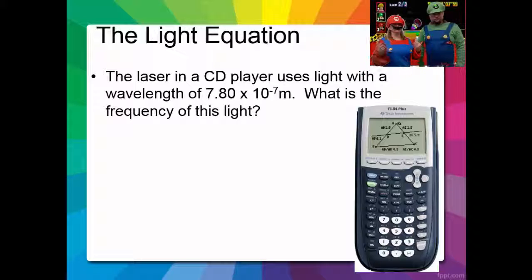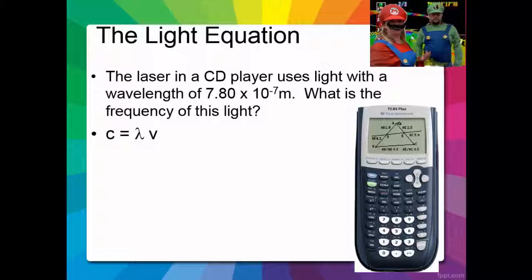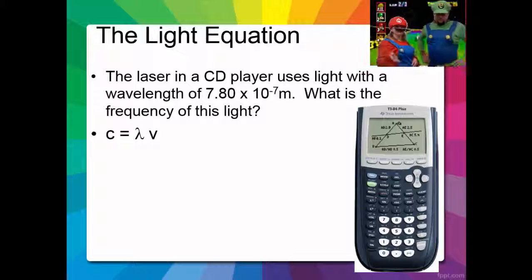Okay. It uses light with a wavelength of 7.8 times 10 to the negative 7th meters. That's a weird number. It is. But what is the frequency? I don't know. That's a great question, but we're going to figure that out. Well, we use our equation, C equals lambda V. C being the constant, which was 3.0 times 10 to the 8th meters per second. Right. Speed of light.